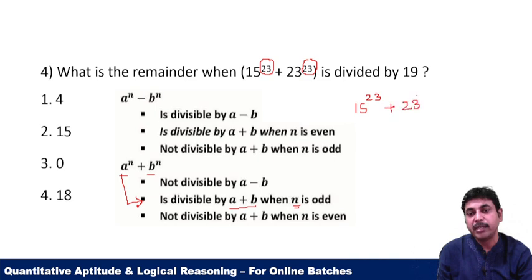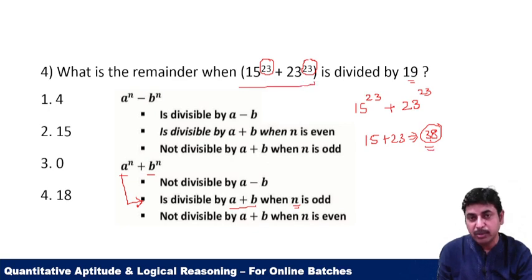So what you can say from this is that 15 raised to 23 plus 23 raised to 23 is exactly divisible by 15 plus 23. 15 plus 23 is 38. If the number is divisible by 38, then it should be divisible by 19 also, because 19 is one of the factors of 38. So when you are dividing this particular bracket by 19, your remainder will be 0.